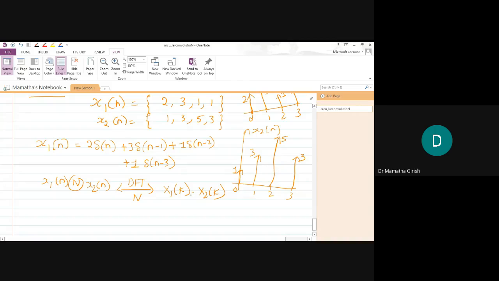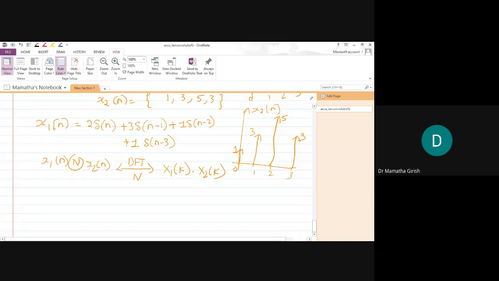If it is so, that is, by doing so, for example, if x1 of n is circularly convolved with x2 of n and the resulting sequence is x3 of n, then x3 of n is said to form an n-point DFT pair with x3 of k. What is x3 of k? The product of x1 of k into x2 of k.